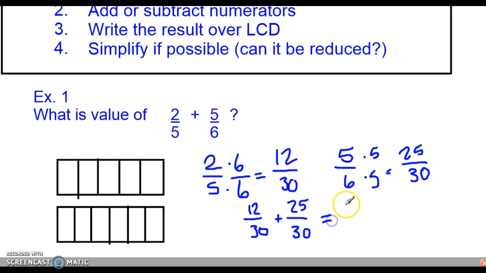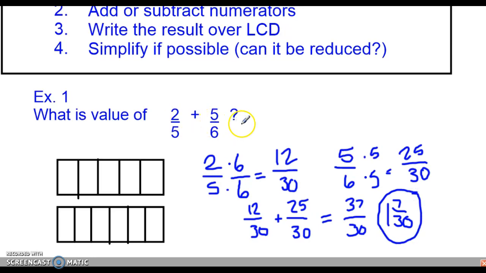Now that they have the same denominator, I can add my numerators together. That would give me 37 over 30. Now this is an improper fraction, and typically I would want them as mixed numbers. So I could take out one whole from 37, which would be 30 pieces, and I'd have 7 left over. So 7 over 30. So the answer to 2/5 plus 5/6 equals 1 7/30.